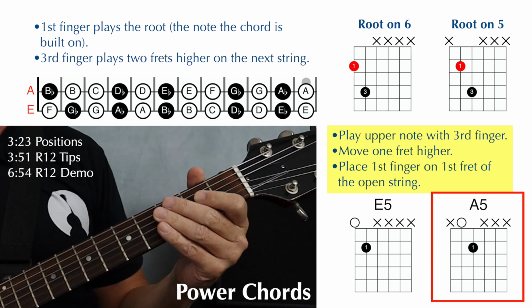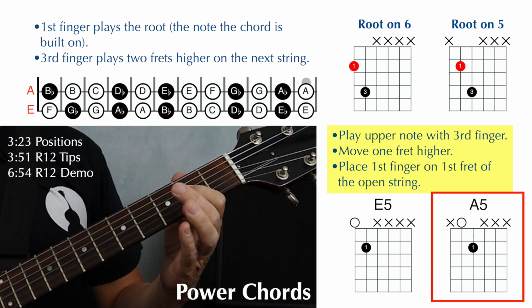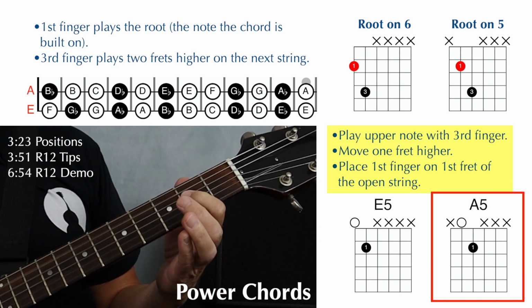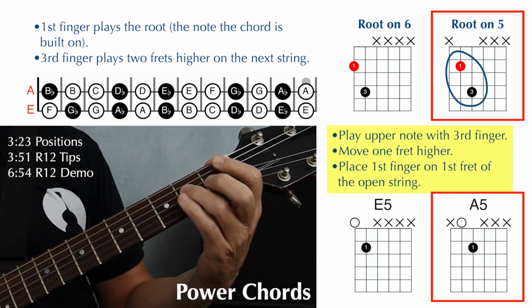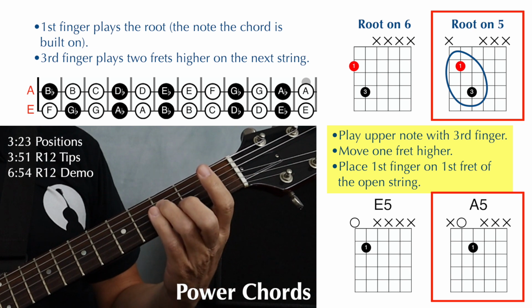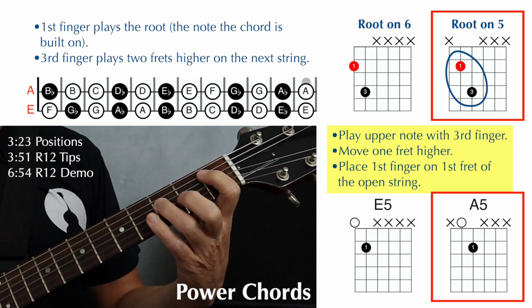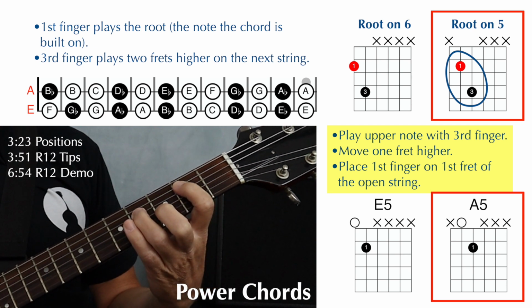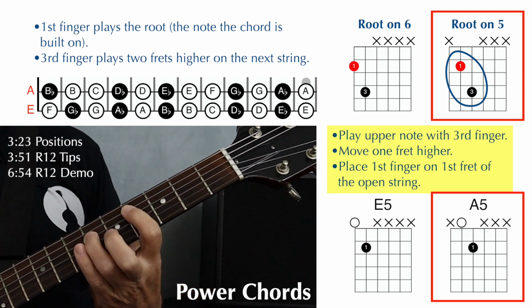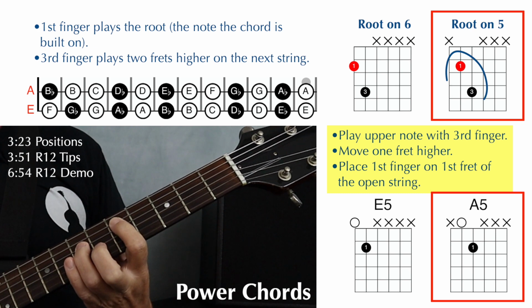Same with the A power chord. Here's the original A power chord, first finger, playing that fretted note. Switch to third finger. First finger is now free. Move up one fret. First finger goes on the first fret of the 5th string. And we also have a movable power chord on the 5th string.